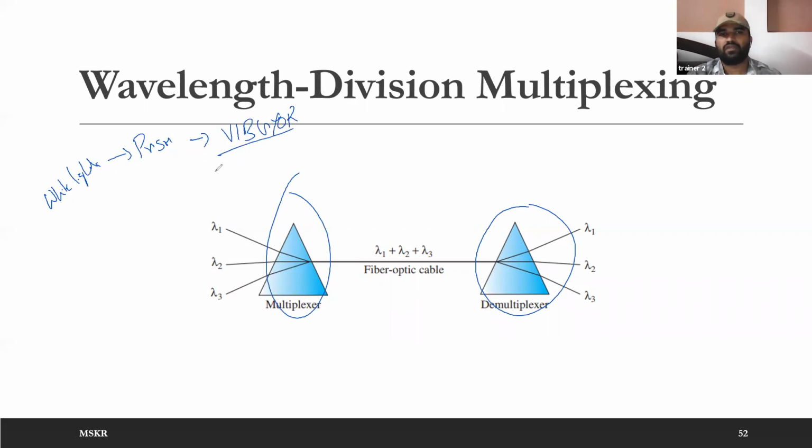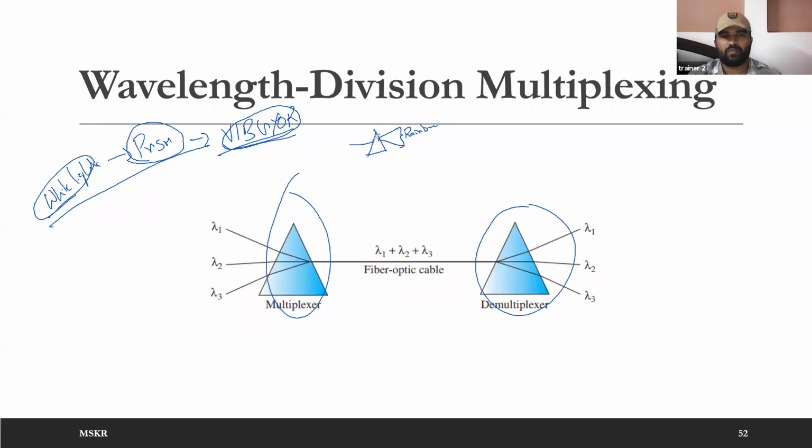VIBGYOR. This is what you may have performed in your physics lab, either in your intermediate or in your first year. At our time, we had this experiment in both intermediate and first engineering first year. Now I don't know whether you performed it or not. So when you pass white light through a prism, you are going to get the 7 colors, nothing but a rainbow from this side.